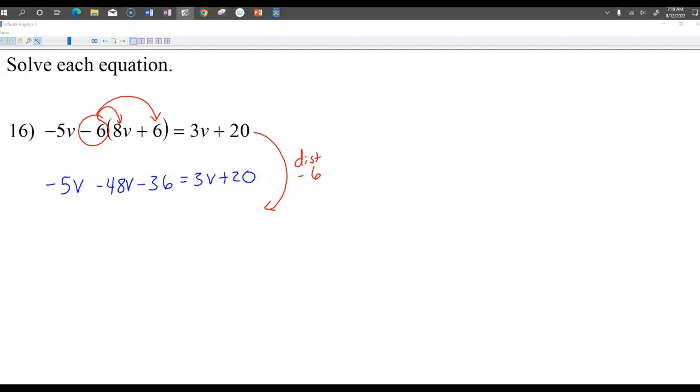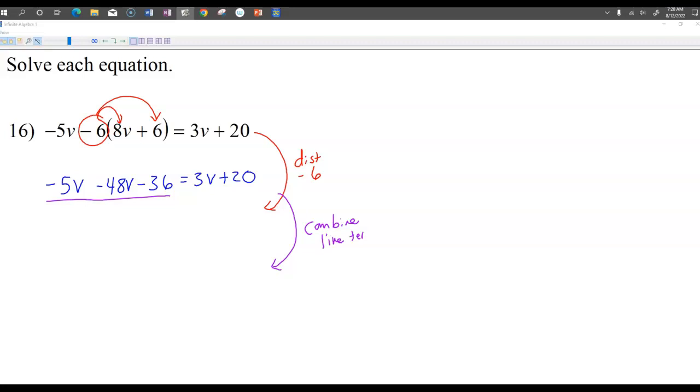All right. What is step 2? Step 2 is to combine any like terms that may exist on the left and the right. We do have some like terms this time on the left side. Do you see what they are? The like terms are the negative 5v and the negative 48. So we're going to combine those like terms. There are no like terms on the right side, so we'll leave that one alone. But on the left, we do have like terms.